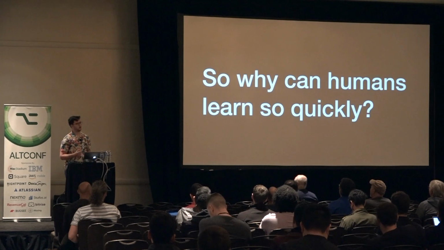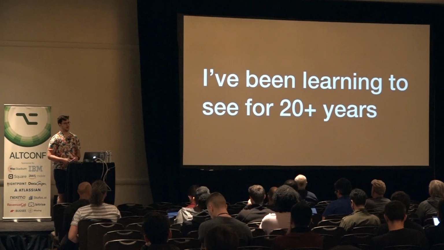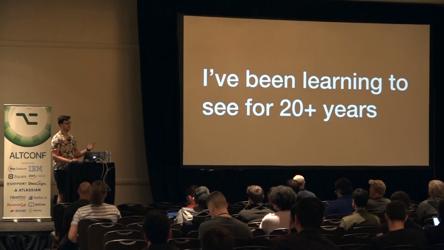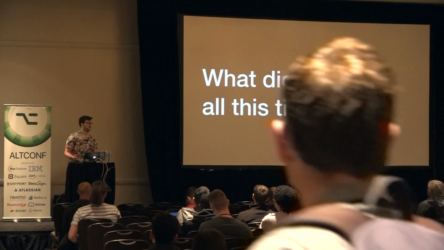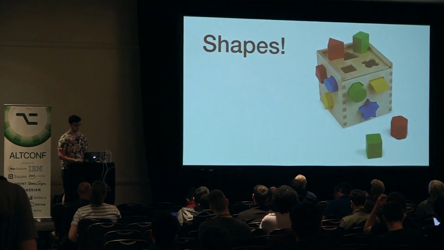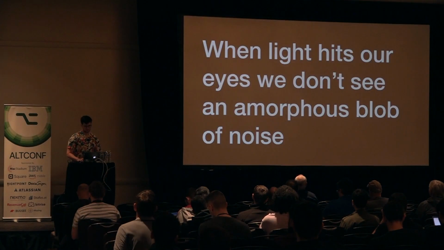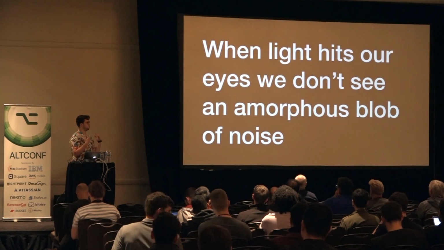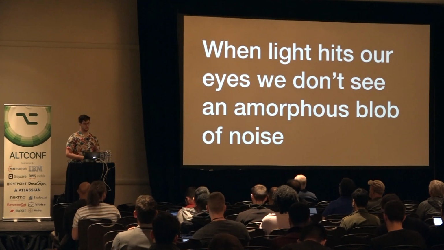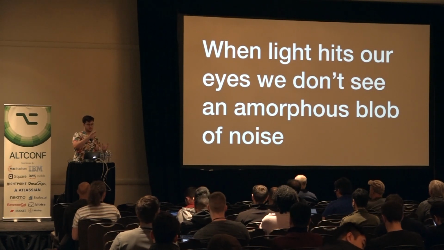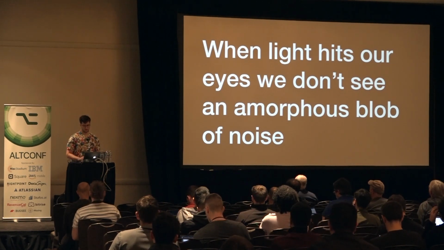So, how can we learn so quickly? I don't know about you guys, but I've been learning how to see for probably 20 years now. A little bit more, 24 years. What have we been learning all this time? Well, we start learning basic things like shapes. When the light hits our eyes, we don't just see this giant big noise that the computer is seeing. We actually see shapes, lines, curves, edges, all these various building blocks of vision.